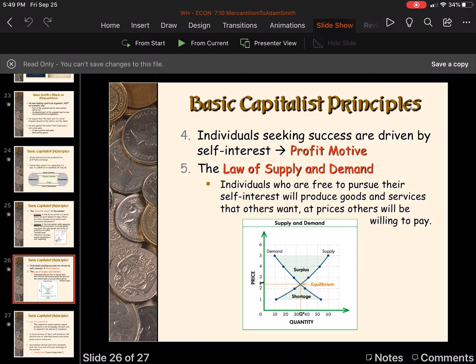Individuals seeking success are driven by self-interest. We call this a profit motive. Think about it. If you're going to work somewhere like your neighbor's yard, you probably won't get paid, right? Then you have the law of supply and demand. People who are free to pursue their self-interest will produce goods and services that others want at prices others are willing to pay. That price where you're willing to do your thing and get paid a certain amount, and somebody else is willing to pay that amount to get that thing, is called equilibrium. This is where supply and demand meet. And Adam Smith claimed that supply and demand will naturally regulate the economy and that the country will get wealthier by just keeping their distance out of it.